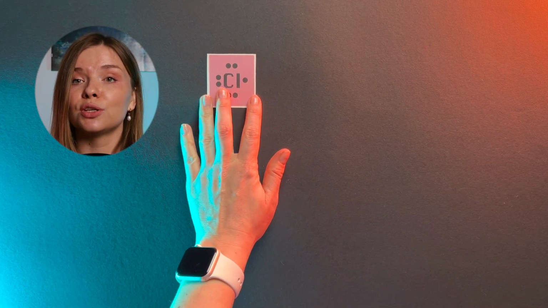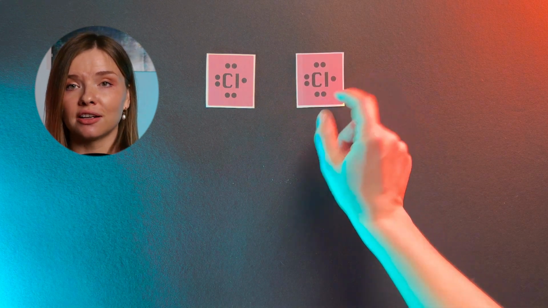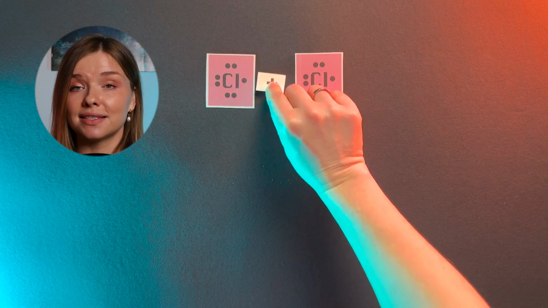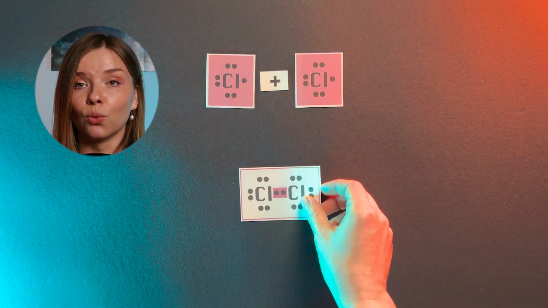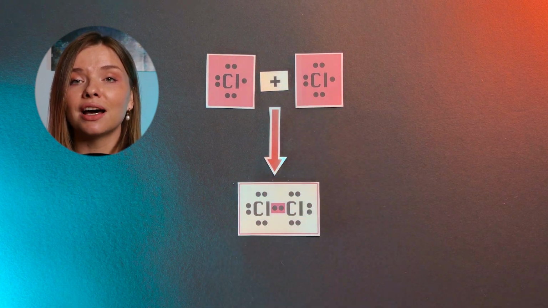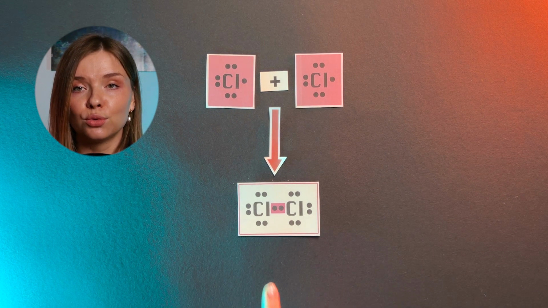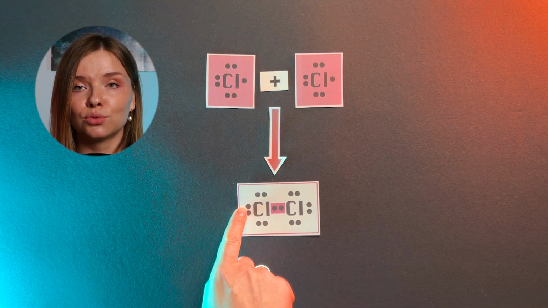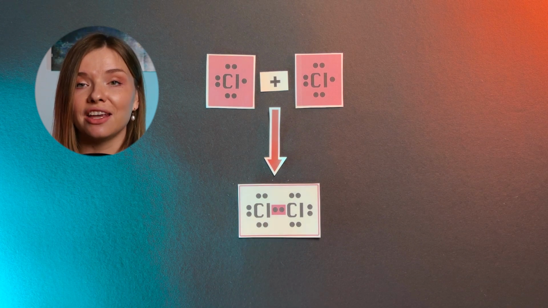How does this happen? For convenience, I will use the Lewis structures. So, one chlorine atom meets another chlorine atom, and each has 7 valence electrons. They form a chemical bond in which they share 2 electrons. In the chlorine molecule, each atom now has 8 electrons, a filled outer shell. Look, 2, 2, 2 and 2 bonding electrons, so 8 in total.